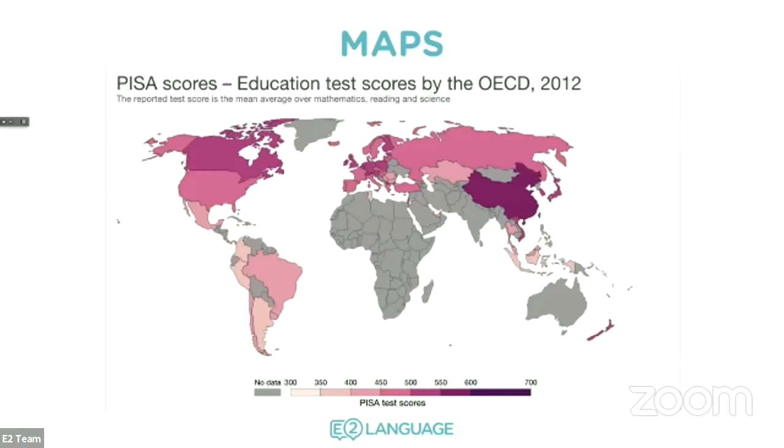This map represents the PISA scores and education test scores in the OECD in 2012 for mathematics, reading, and science, with the scores varying from 300 to 700. As we can see, there is no data for countries such as Australia, Western Papua, India, and other countries. Countries that scored the highest on these tests included China, as well as Canada, and some parts of Western Europe. Overall, we can see that test scores were quite low and ranged between the scores of 350 to 450 overall.